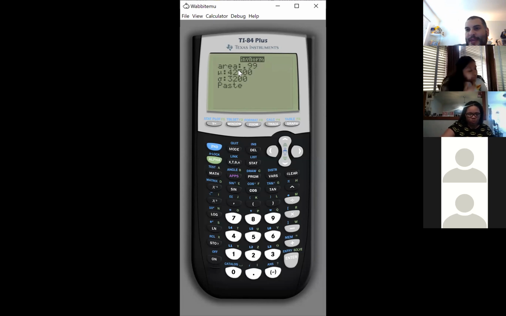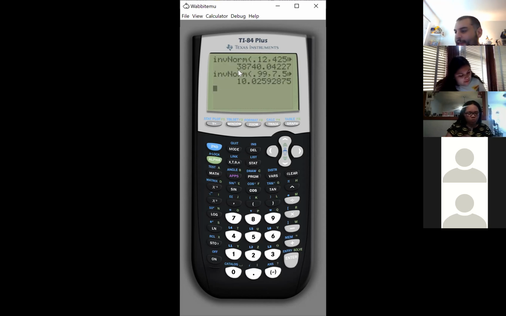The mean is 7.56. Our standard deviation is 1.06. And we press enter. We press enter again. And you get that the baby has to be 10.03 pounds in order to be considered in the top 1%. So for a baby to be in the top 1%, that baby must weigh either 10.03 pounds or higher. All right, that's it for A. Any questions in regard to A?